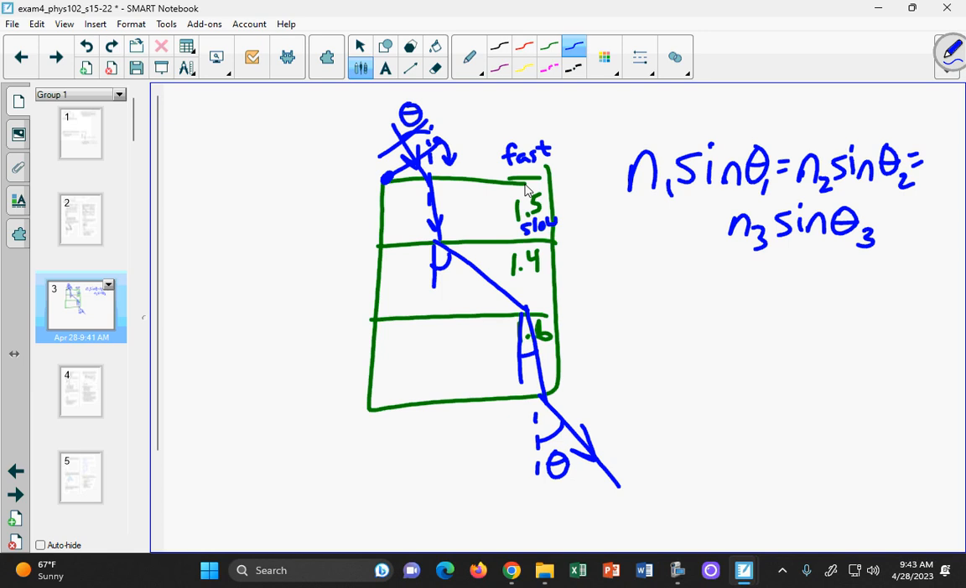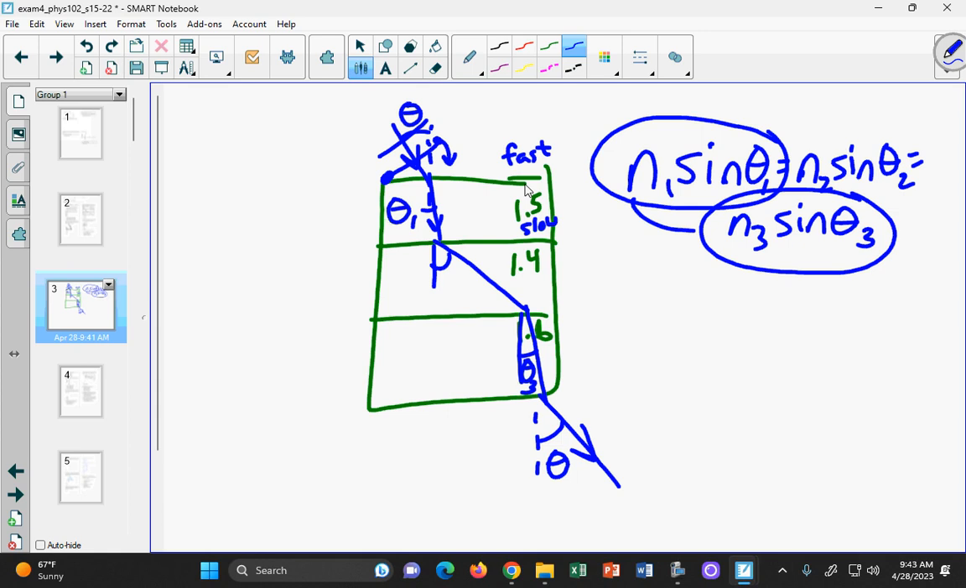I want you to notice that this angle right here, for example, if this is theta 3, notice how it's related to this angle, theta 1: N1 sine theta 1 is equal to N3 sine theta 3. So I don't even really need to know medium 2 at all. I don't have to find theta 2. I can jump ahead and figure out what theta 3 is, or I can figure out what theta 1 is. You should be able to find any one of those angles.